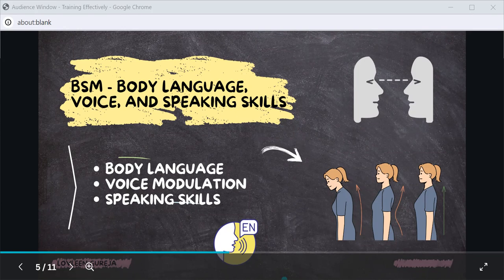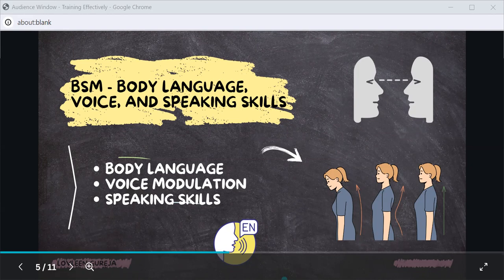So whether you're standing or sitting while giving your training sessions, always sit upright, keep an open posture to project confidence and approachability. Do not sit with crossed arms or stand with crossed arms, because when you stand with crossed arms, it is perceived as defensive. That means you're closed. People are not going to be asking you questions.